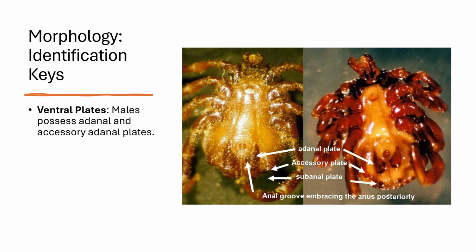Another key characteristic is the presence of the ventral plates in the males. As shown in the diagram, this is a ventral view of a typical male with identifying features of the genus. The males possess the adanal plate as well as the accessory adanal plates.